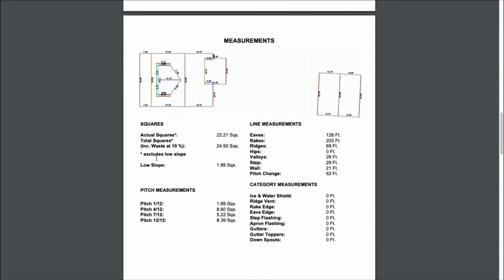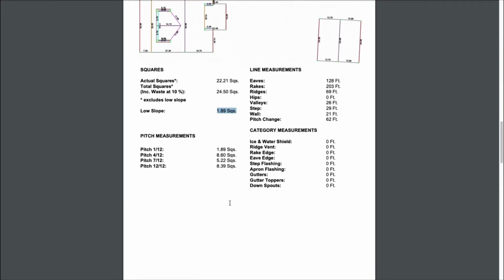Here we see that our low slope section is called out separately from the total squares of the measurements. The low slope measurement is not included in the actual or total squares, and therefore doesn't have a waste factor applied. Make sure to take that into account when ordering your materials.